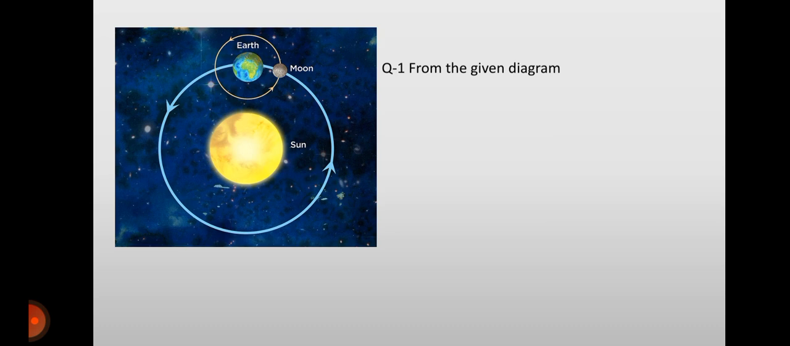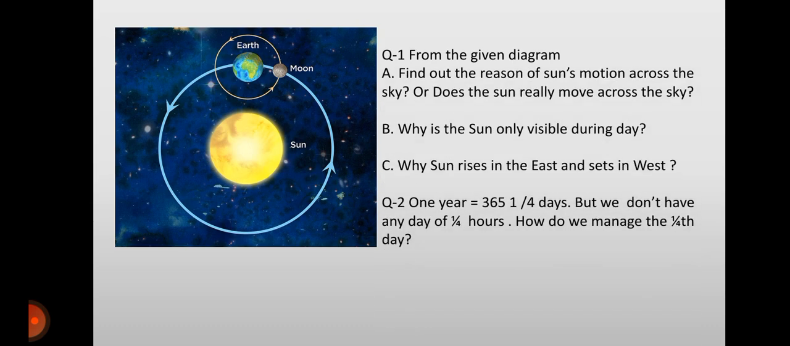Basis this diagram, you have to answer the following questions. Find out the reason for the sun's motion across the sky. When we are standing in the balcony of our house, we see that the sun is moving across the sky. Is the sun really moving? What's the reason behind it? The second part you have to answer is, why is the sun only visible during the daytime? Third, why does the sun rise in the east and set in the west?